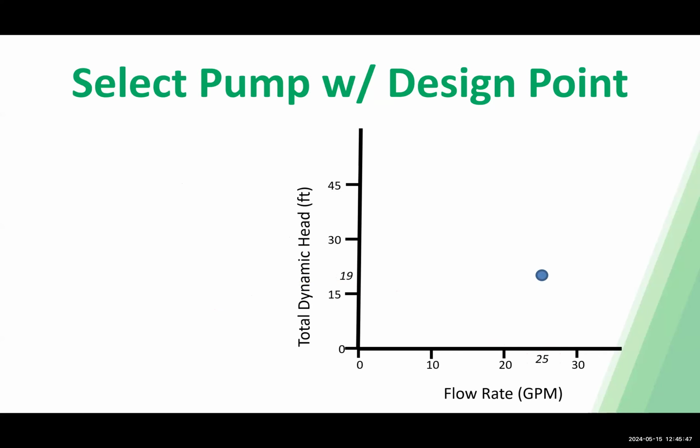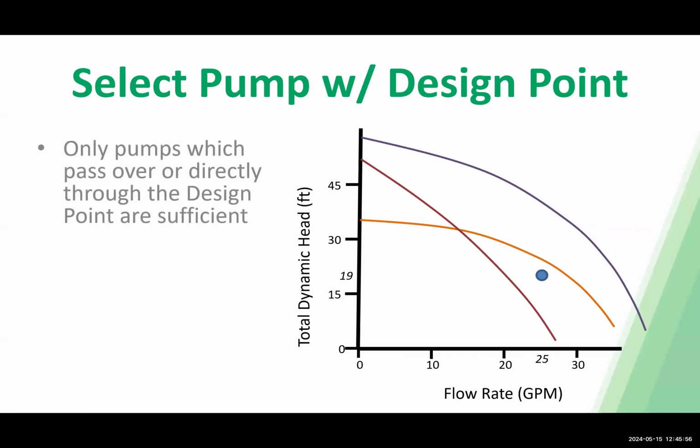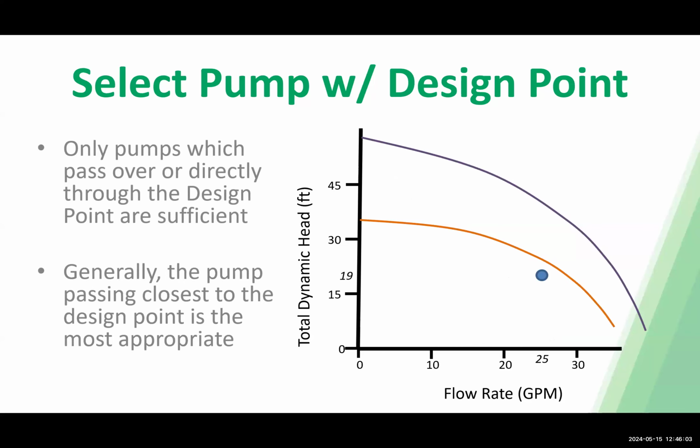Once you have that design point, you're going to compare that to some pumps that you may want to select and make your selection. One thing to note is only pumps which pass over or directly through the design point are sufficient. So with that, we can get rid of this maroon curve there, because that pump cannot handle the flow and pressure. Generally, the pump passing closest to the design point is the most appropriate. So for this application, we would recommend choosing the orange pump.